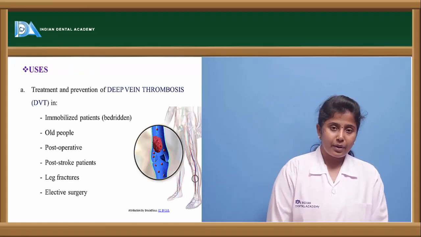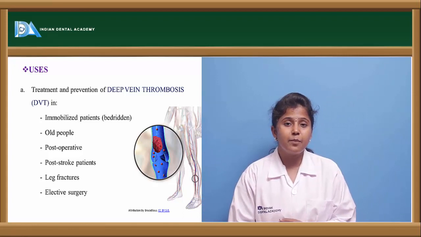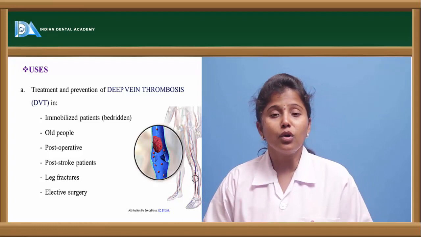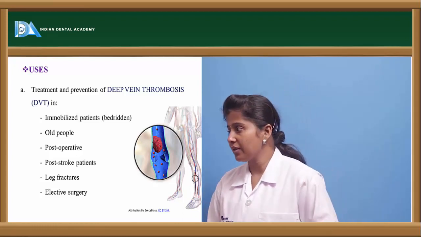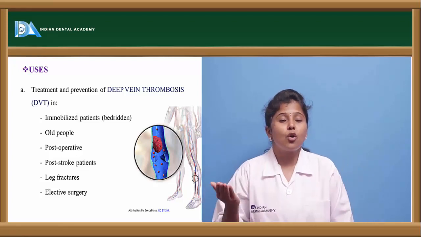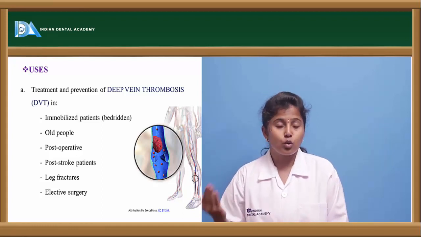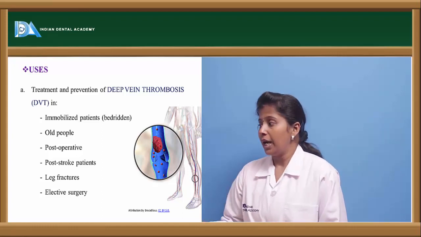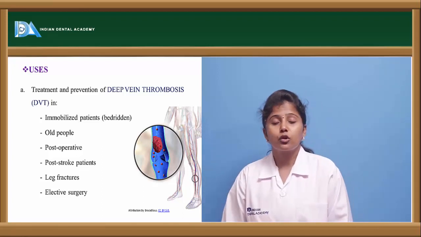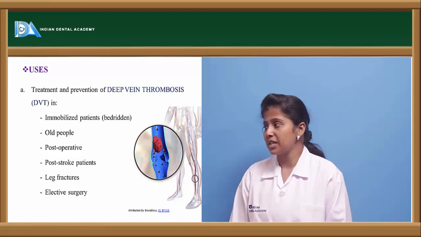Let us see the uses of heparin, where this heparin is used. Heparin is used in the treatment of deep vein thrombosis. If there are any clot formations in the veins, then in order to prevent these clots, this heparin is given in immobilized patients, in elderly people, and post-operatively. So after the operation, if there is any clot formation, and in post-stroke patients who had a stroke before, and if there are any leg fractures or elective surgery. In all these people, the thrombus formed in the veins can be prevented by this heparin.